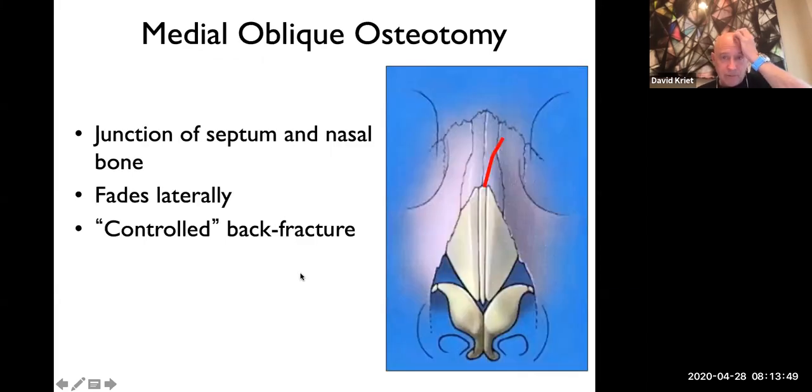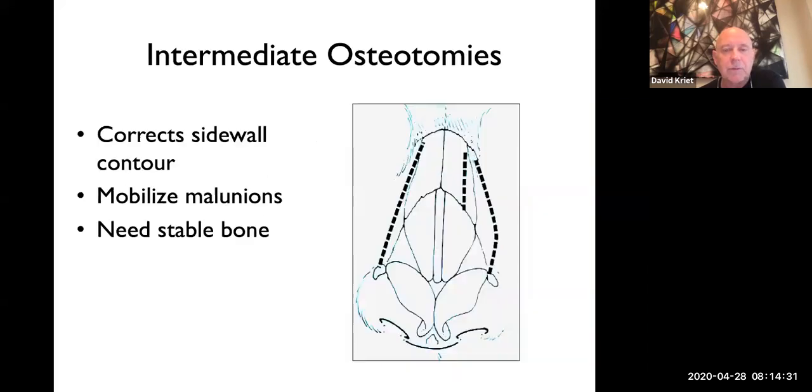The medial osteotomy occurs at the junction of the septum and the nasal bone, and it tends to fade back. It's nice because it allows you to create a controlled back fracture. We talk about times when you don't need to do that. If you're doing a rhinoplasty and you've taken down a large hump, many times you've essentially created that osteotomy and you don't necessarily need to perform it. Although there are times when I've done dorsal reduction, for example, in men with really thick or heavy nasal bones, I will still perform lateral or medial osteotomy after I have done that hump reduction. But essentially, that gives us that controlled back fracture.